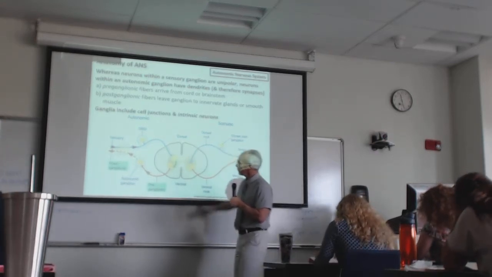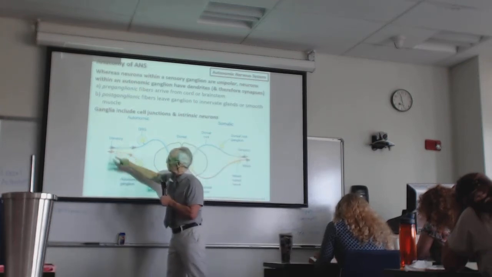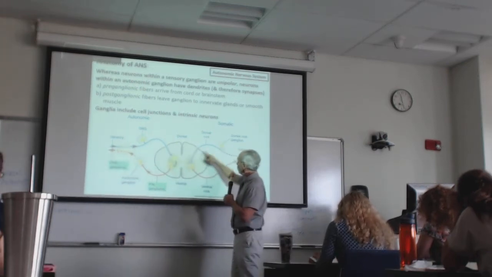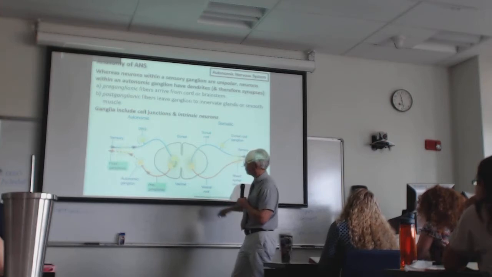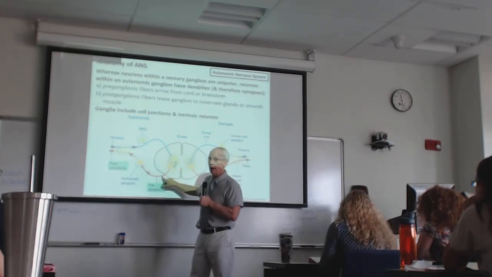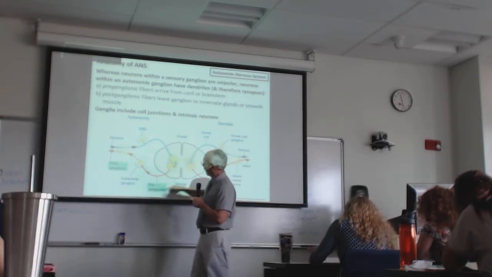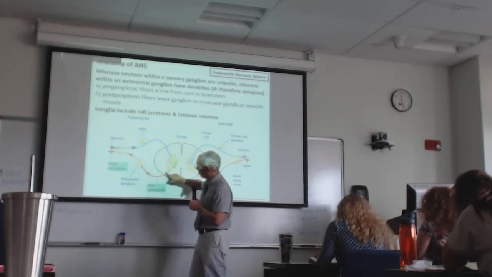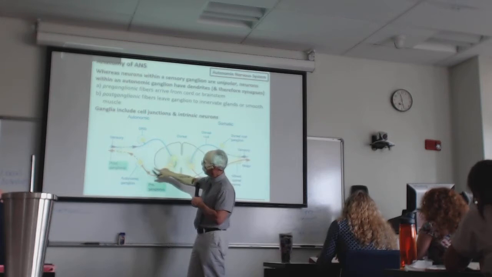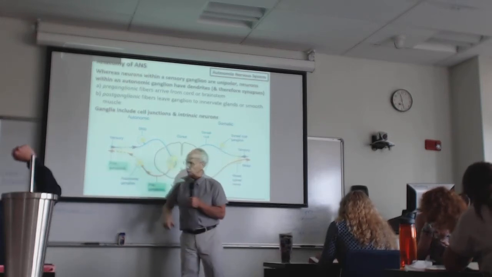Now compare that to this pathway. Instead of the one neuron that we have in both the sensory and the motor pathways, just bear in mind different function, different organization. But two neurons here: preganglionic extending from the cord to the ganglion, and postganglionic from the ganglion to the effector.